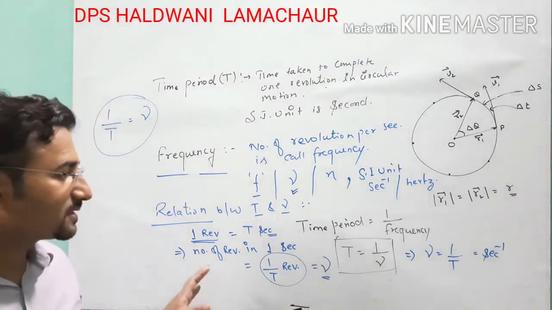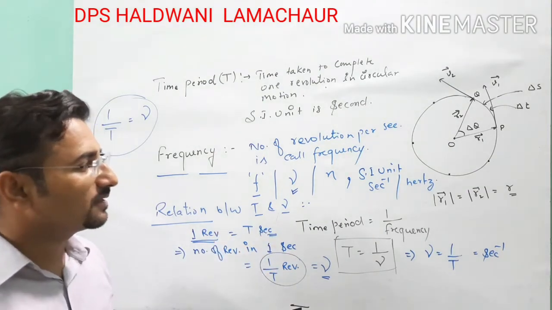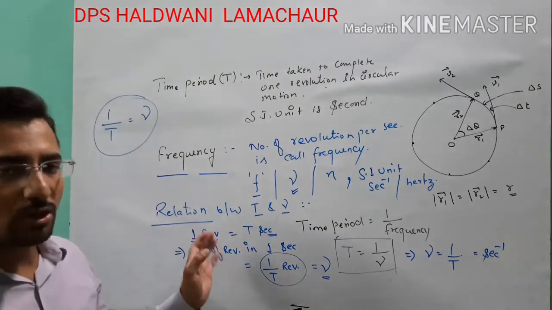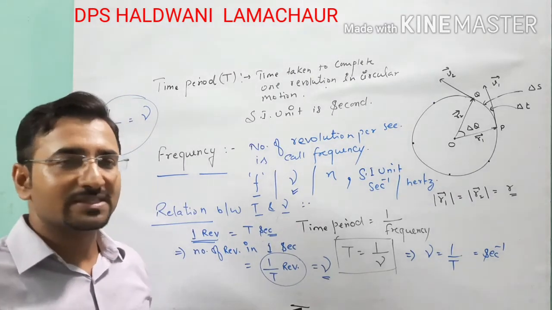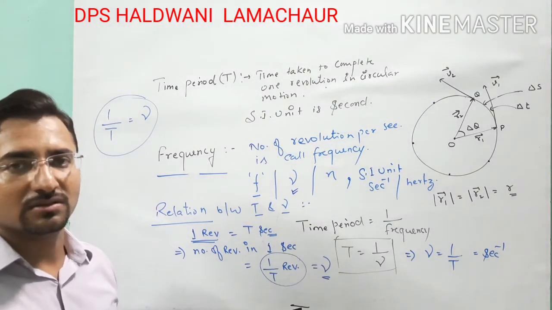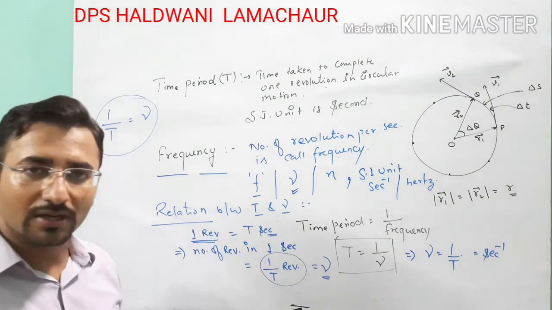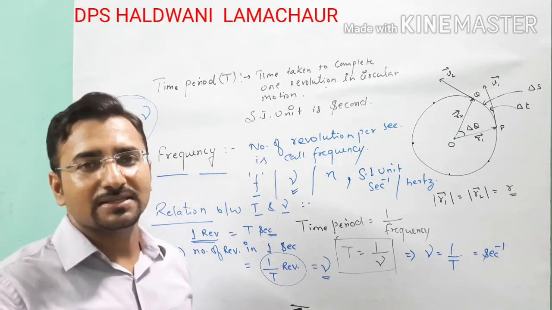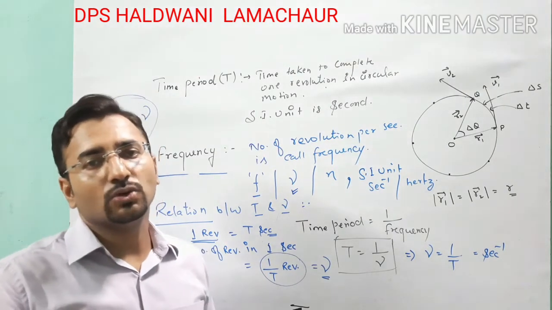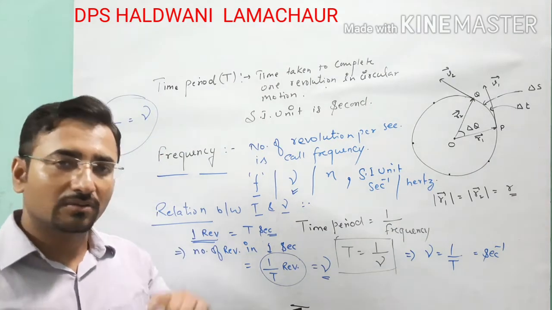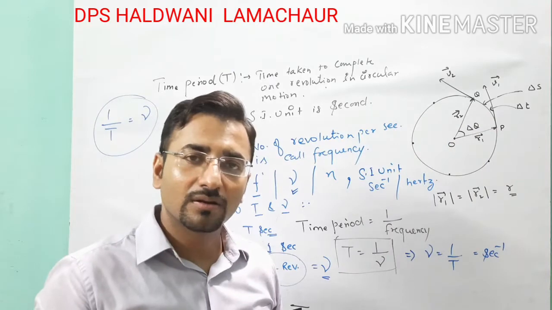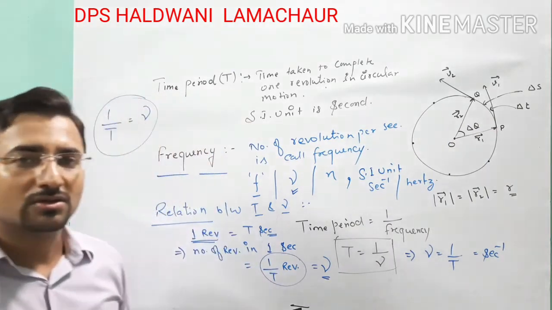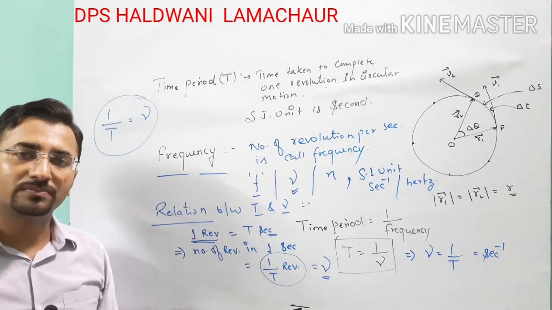Now after the discussion of time period and frequency, I will write the next topic of uniform circular motion, which is centripetal acceleration, and after that we talk about tangential acceleration, and then the total acceleration of a body circulating in a uniform circular path. Point clear? So for that, pause the video and note down.